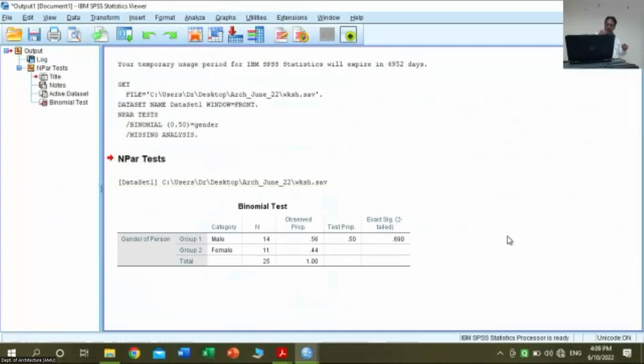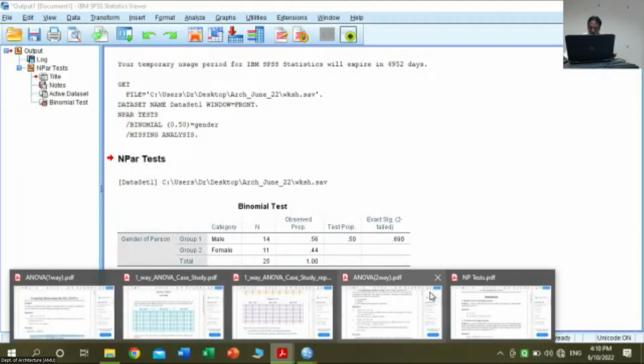So see here, test proportion is 50 and significant value is 0.690. That means under H0 we stated that P is equal to 50% versus H1 P is greater than or less than or whatever you stated there. But here in our case H0 will be accepted. That means proportion of male and female are 50%. That means in that population proportion of male and female are same, 50-50% like that. So you can test the proportion of male or female like that.